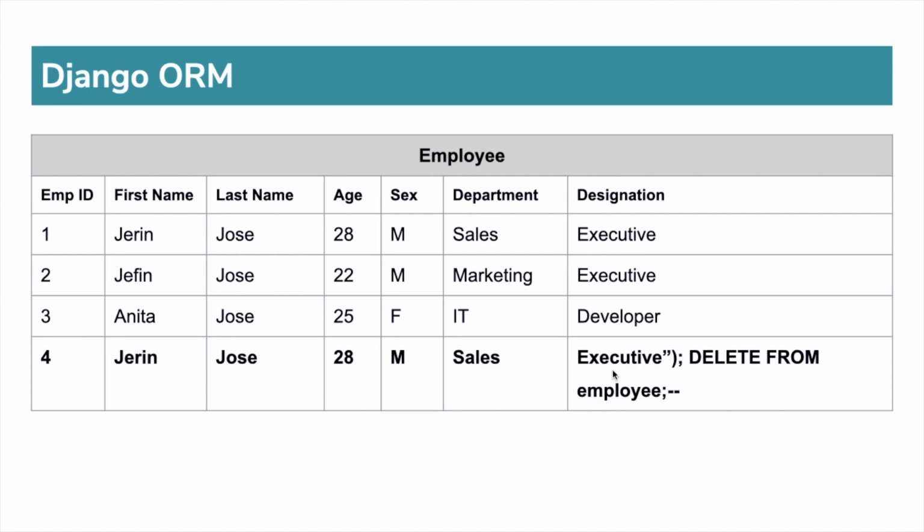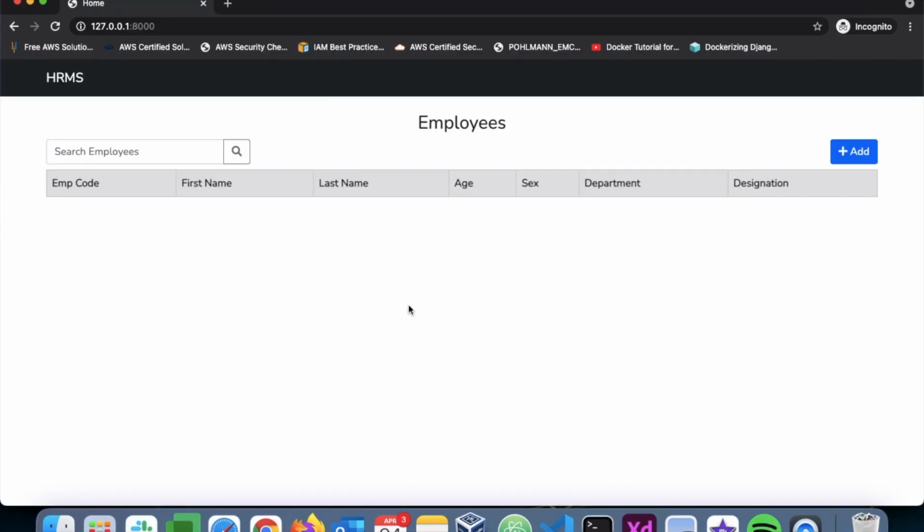Okay, that delete operation doesn't happen. That's how Django ORM prevents SQL injection in the application. Now let's take a look at the HRMS application.